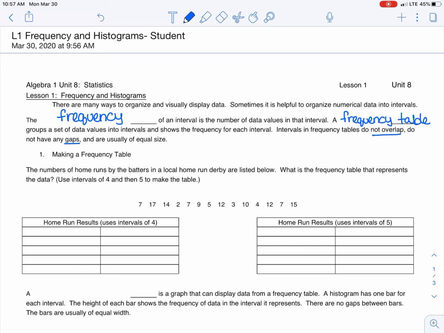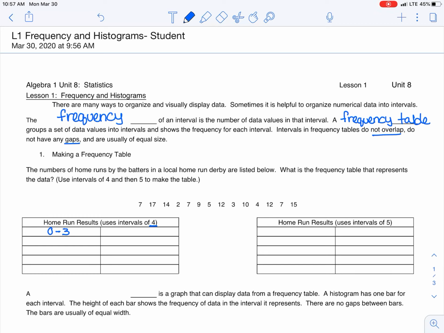So the number of home runs by the batters in a local home run derby are listed below. What is the frequency that represents the data? Use intervals of 4 and then use intervals of 5. So if we're looking here, we're going to start at 0. And if we're going to use intervals of 4, we're going to say, well, 0 is 1, then 1, 2, 3. So we're going from 0 to 3.